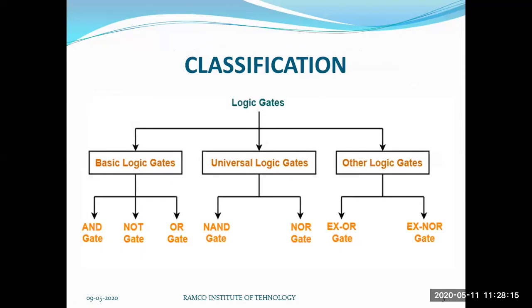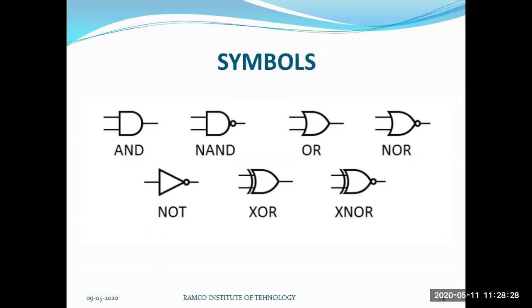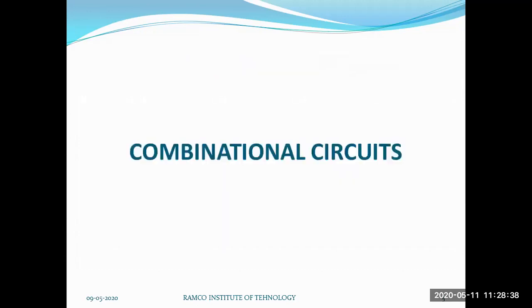First one is basic logic gates, which comprises of AND gate, NOT gate, OR gate; universal logic gates, NAND gate, NOR gate; other logic gates, XOR and XNOR. So these are the symbols of various logic gates. They have AND, they have NAND, OR, NOR, NOT, XOR, XNOR.